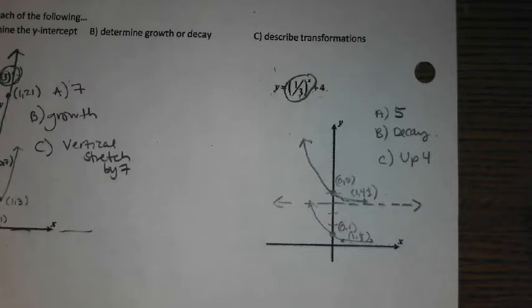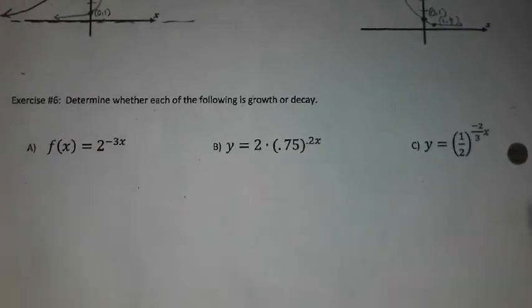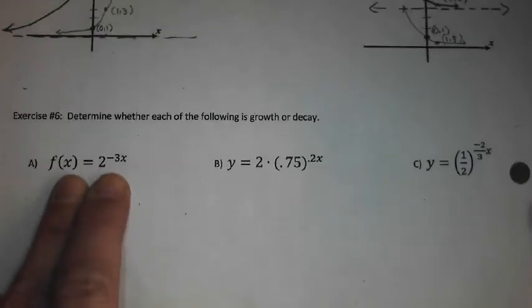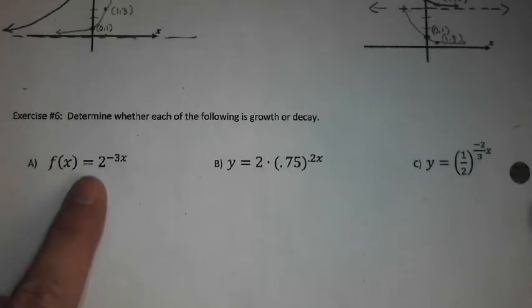This next section is huge. Seems to come up every year, and you'll see the trick in it right away. When you look at A, does that appear to be growth or decay? Why would you say decay? But so far I've told you look at the base, right? And the base is 2, which is greater than 1. So I guess I thought you would have said growth.